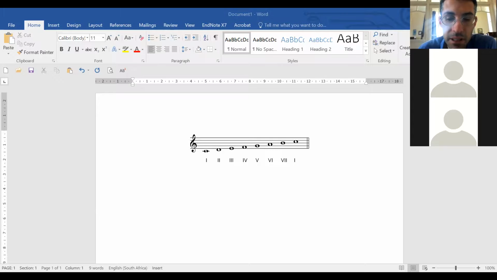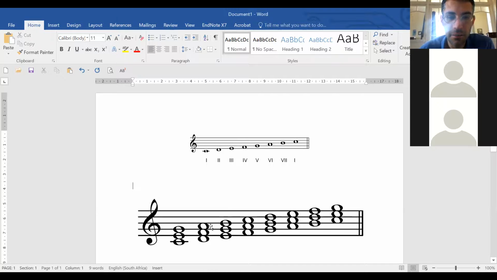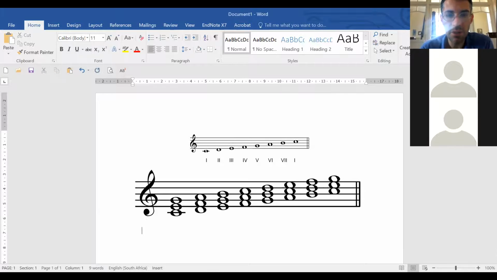Your second step is then to create a chord table. I'm going to put that in for you now. There is the chord table. Underneath it, I would label each chord: 1, 2, 3, 4, 5, 6, 7, 1. Who can remind me which triads are the primary triads?